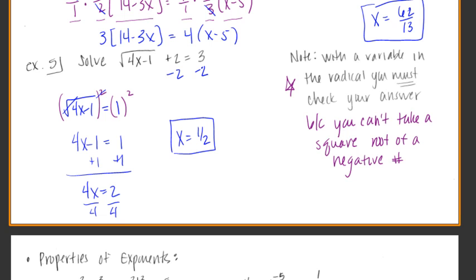Okay, so let's just go in there real quick. It says the square root of 4 times my x value, so 4 times 1/2 minus 1, and then +2 should equal 3. Well, 1/2 of 4 is 2. And 2 minus 1 is 1, so the square root of 1 plus 2, and the square root of 1 is 1. 1 plus 2 definitely equals 3. So it does check out, but we have to always check with radicals. Okay, so that kind of wraps up our basic introduction refresher back into solving equations. Now we're going to go on to the next part and look at the properties of exponents.